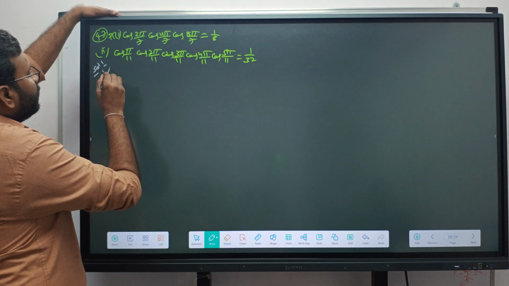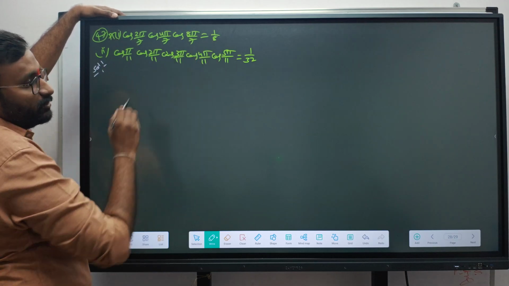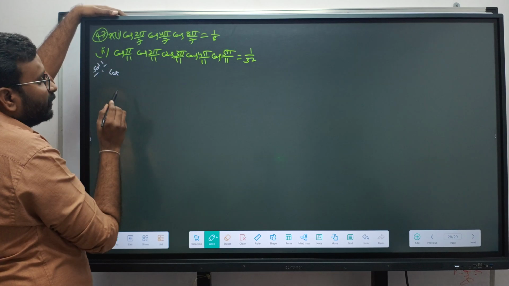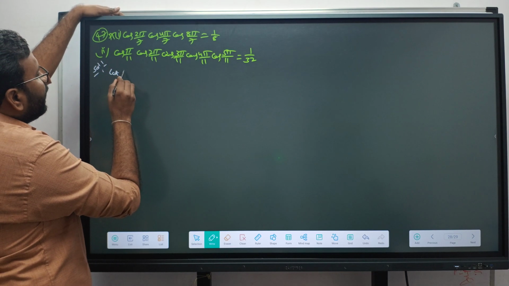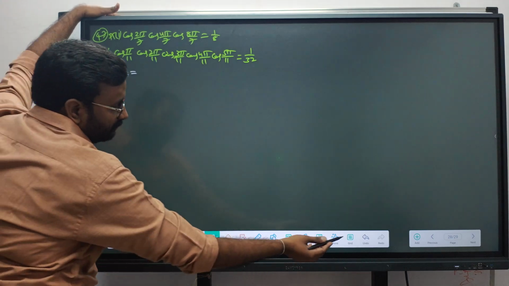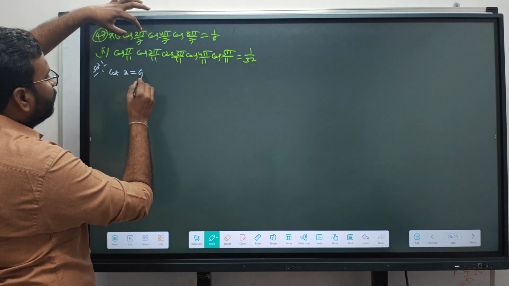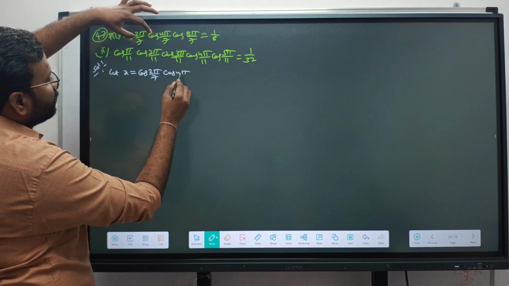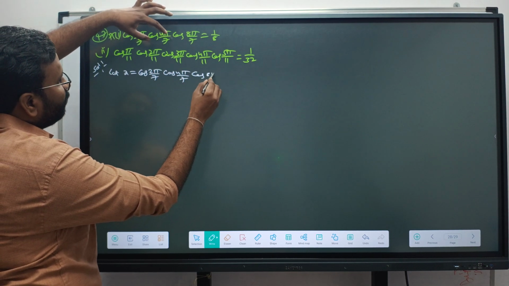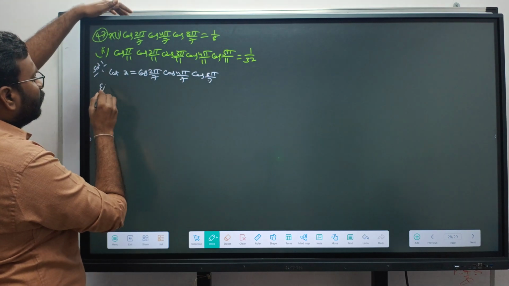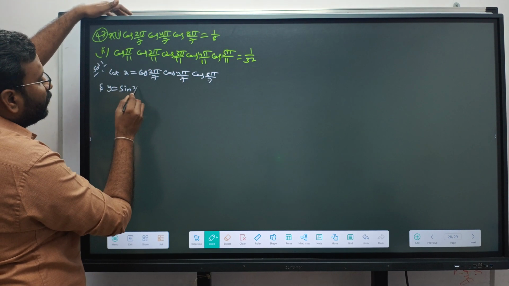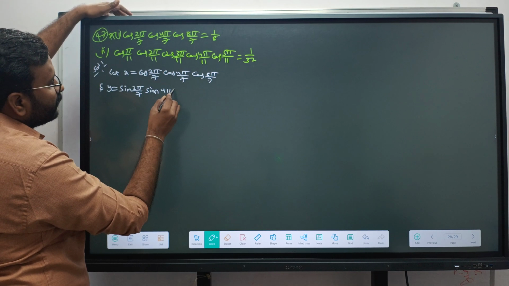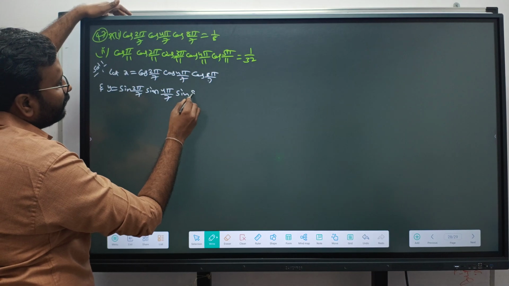Understand? So what is LHS? This one is LHS. We have to prove this equal to this, right? For this type of question, remember, let x be equal to this one: cos 2π/7, cos 4π/7, cos 8π/7, and y is equal to sin 2π/7, sin 4π/7, sin 8π/7.